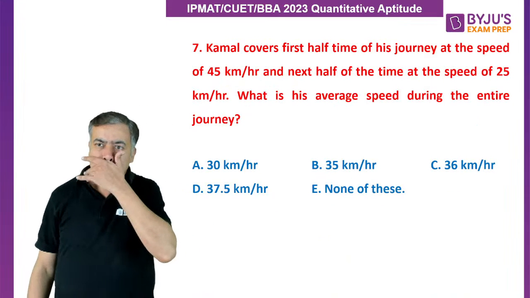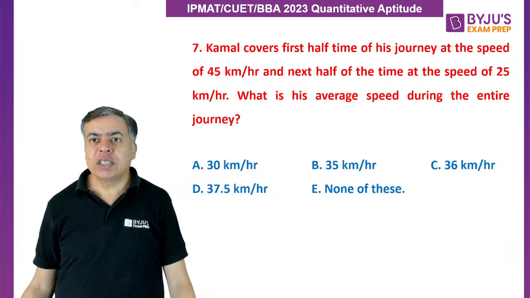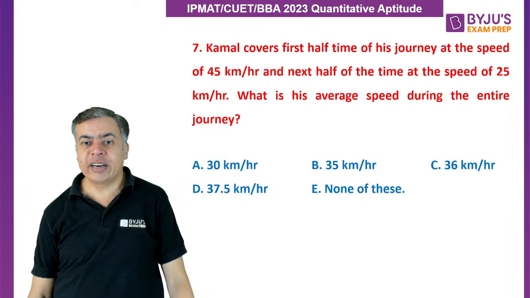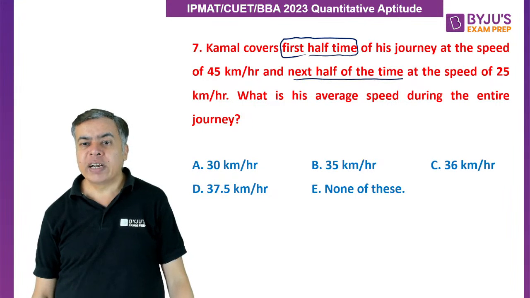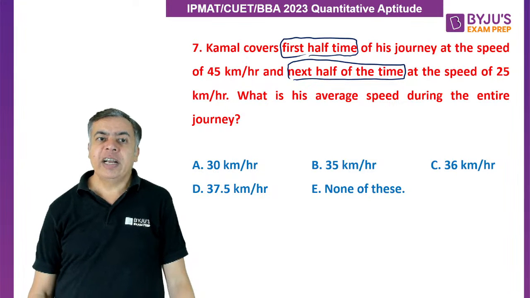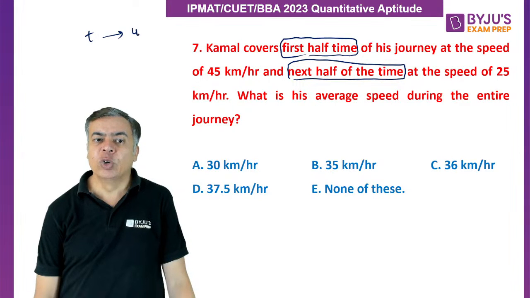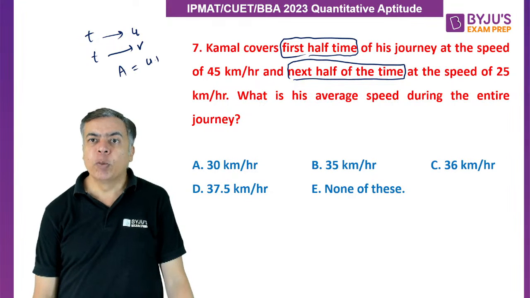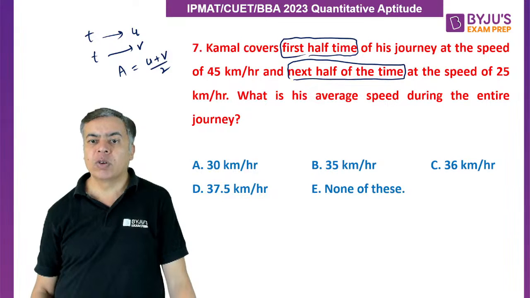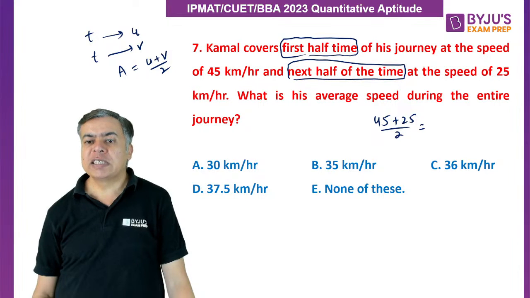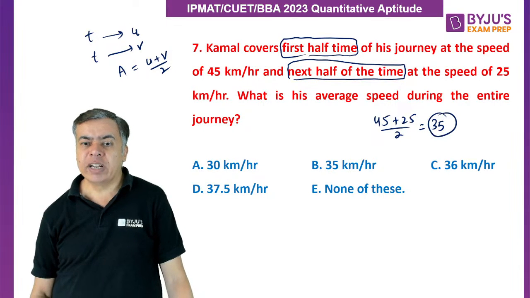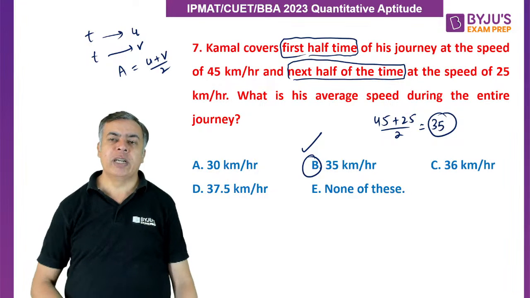Okay, next question. Now Kamal covers first half time of the journey. Right, here the tricky part was he is saying first half time, right? And the next half of the time, right? When he travels the same time at speed u and the same time at speed v, the average speed is simply u plus v by 2. So this was a very simple question. You calculate the average as 45 plus 25 by 2, which is 75 by 2. 35 is the average. Your answer will be 35 km per hour.